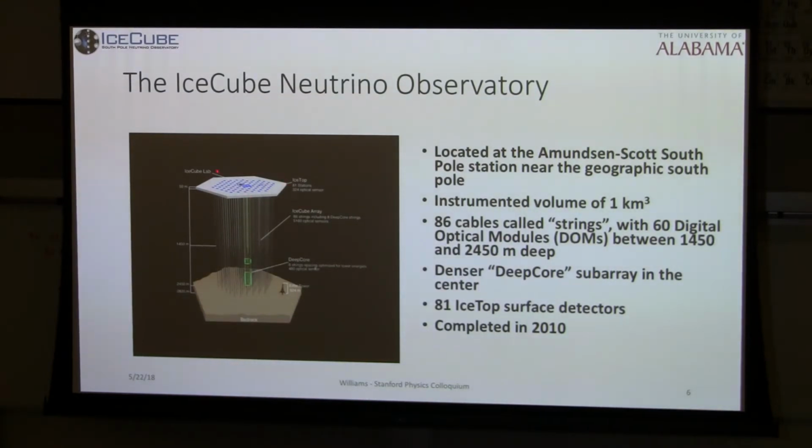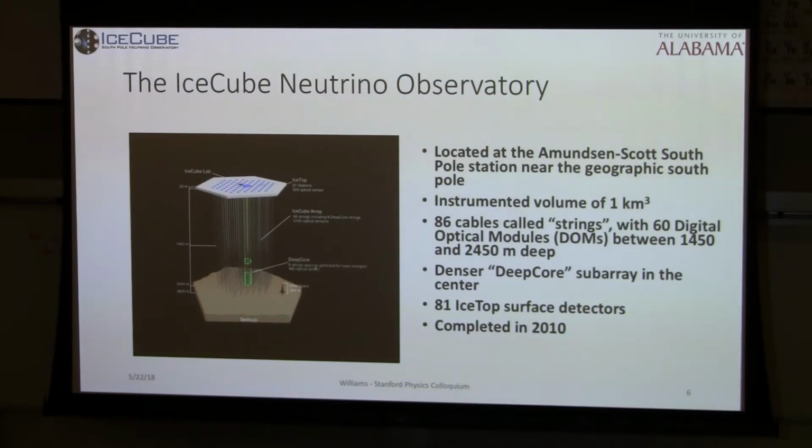On the surface, we have our IceTop array, which is a cosmic ray air shower detector and also a partial veto for the deep in-ice part of the detector. The modules are deployed on cables in holes that were drilled into the ice with a hot water drill, and the sensors start at 1450 meters deep and go down to 2550 meters deep, and then there's some ice below us and then the bedrock.